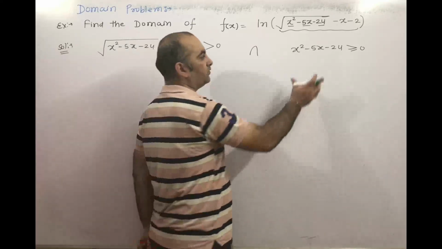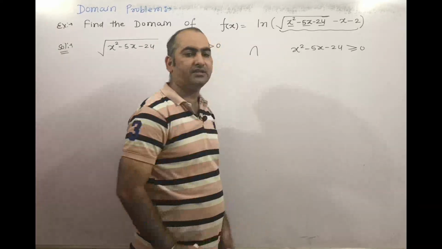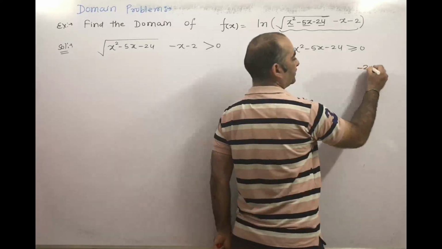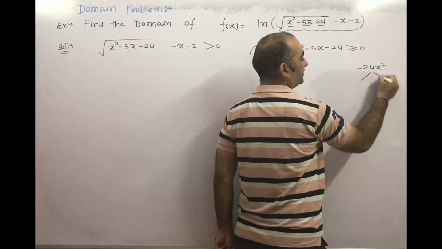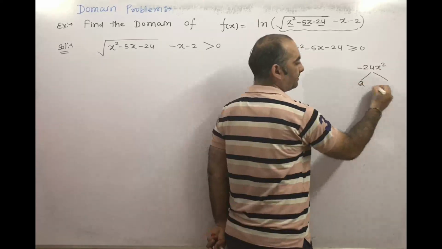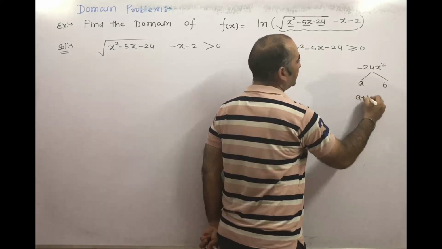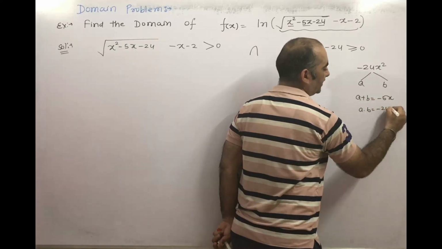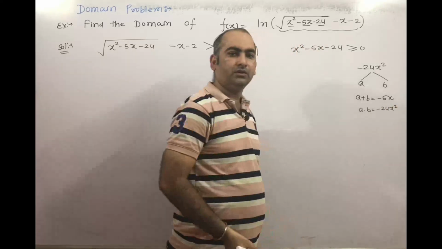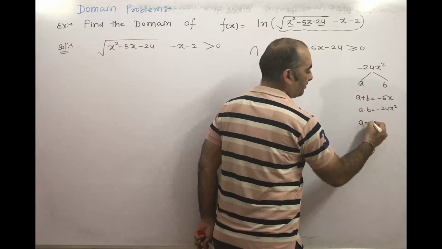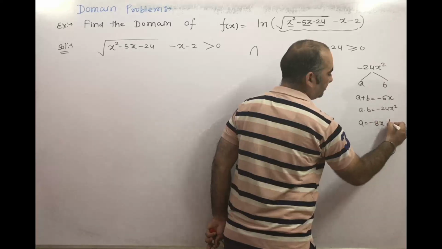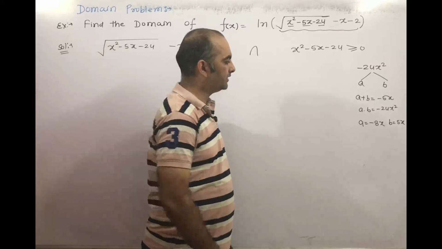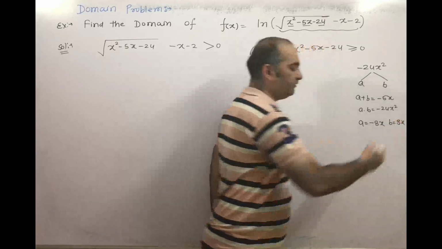Now first we are solving this one. To solve this, we have to factorize it. To factorize, we multiply x² and -24, which gives -24x². So we have to split into two numbers a and b such that a plus b must be -5x and a times b should be -24x². So from here a will be -8x and b will be 3x.